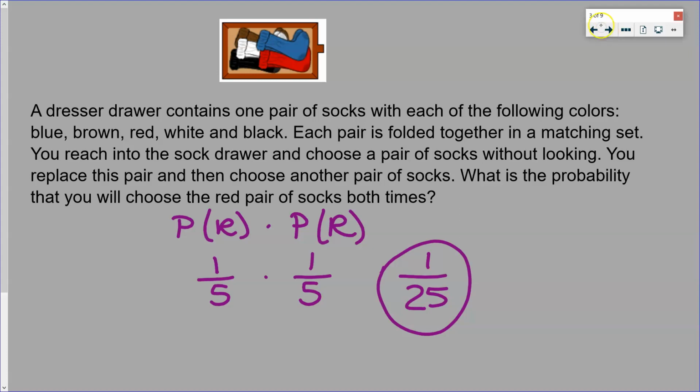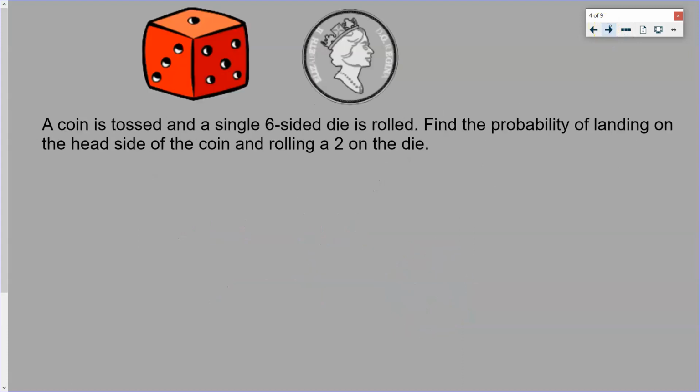Okay, let's do another one here. A coin is tossed and a six-sided die is rolled. Find the probability of landing on the head side of the coin and rolling a 2 on the die. So we've got probability of heads and probability of a 2.